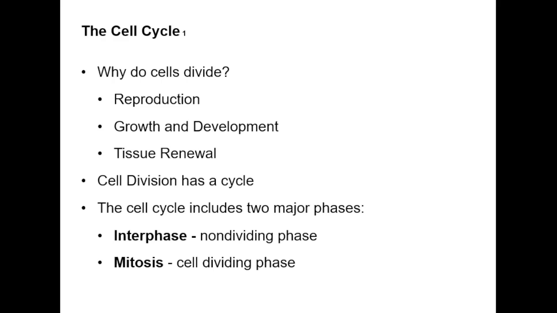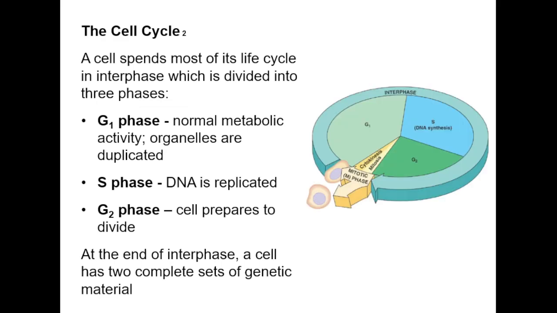So cell division has a cycle. The reproduction, or the production of new cells, actually goes through a cycle. And the cycle includes two major phases. These are interphase, which is the non-dividing phase, and mitosis, which is the cell dividing phase. We'll be talking about them individually. So, the cell cycle is represented by this image to your right. It has, again, two phases, which are the interphase and your mitosis.